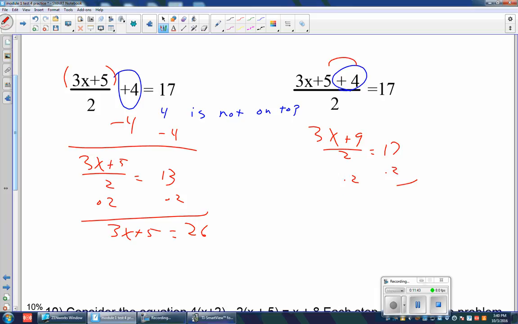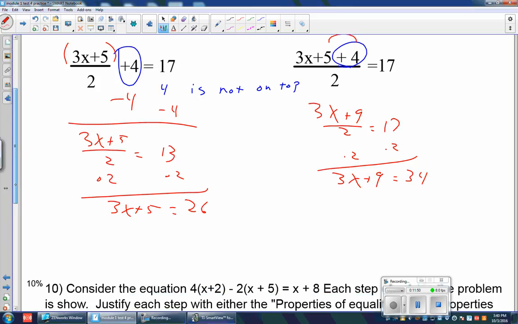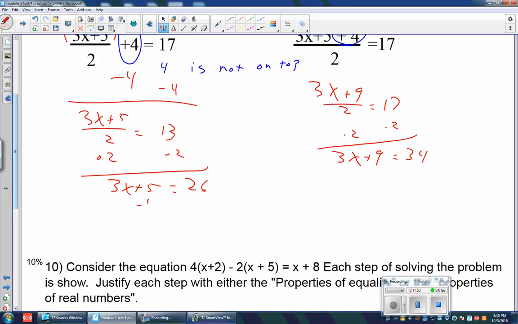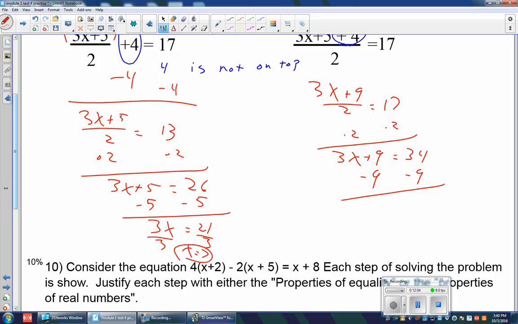When we multiply by 2, 3x plus 9 equals 34. Now, we subtract 5. 3x equals 21. When we divide by 3, x equals 7. We're going to get a different answer over here because the problems were different. There's one of them that was on top of the division symbol, the fraction bar, and the other one wasn't. So when we divide by 3, we get x equals 8 and 1/3.